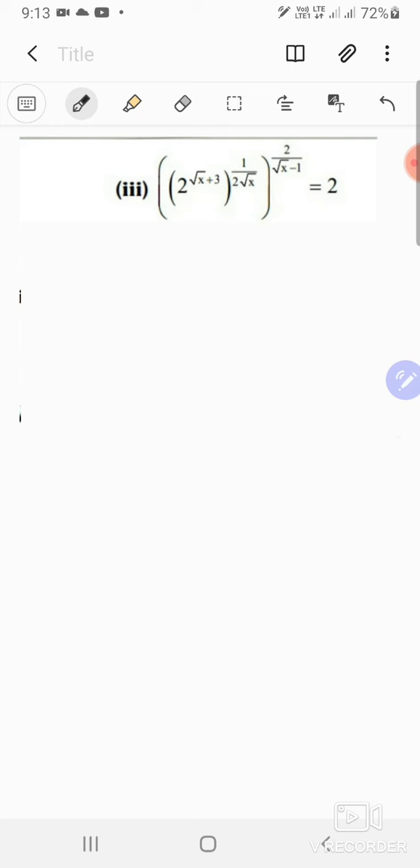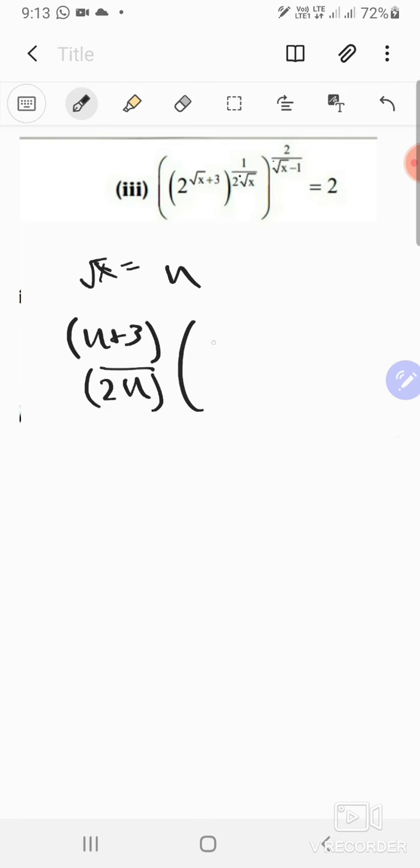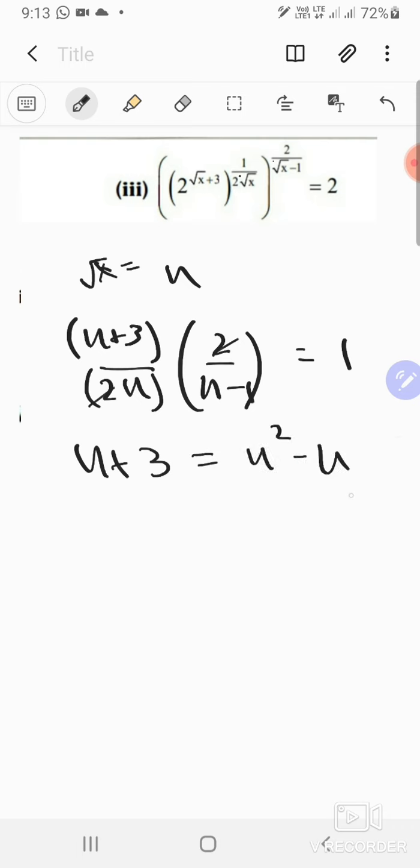Okay, let's do it like this. So set root x be equal to u. So proving this equality is more like proving that this times that should be equal to 1. So you will have (u plus 3) upon 2u into 2 upon (u minus 1), that should be equal to 1, I guess. So this cancels, and you have u plus 3 equals u squared minus u.